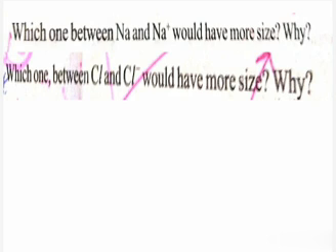We will discuss. So assume that a sodium atom has lost an electron and formed a cation of sodium, Na plus. So which one between sodium and Na plus would have more size? Why? Do you know sodium?